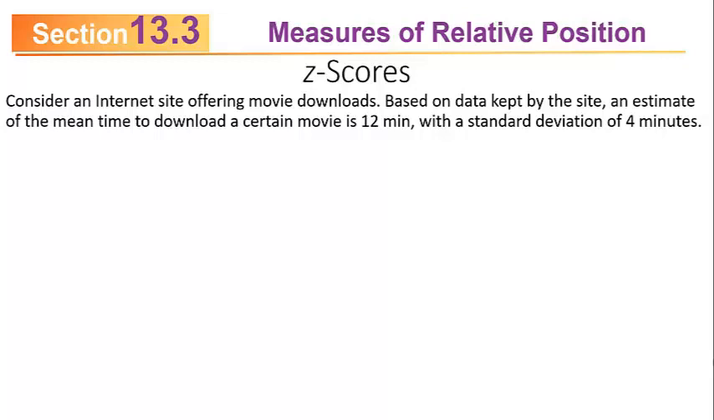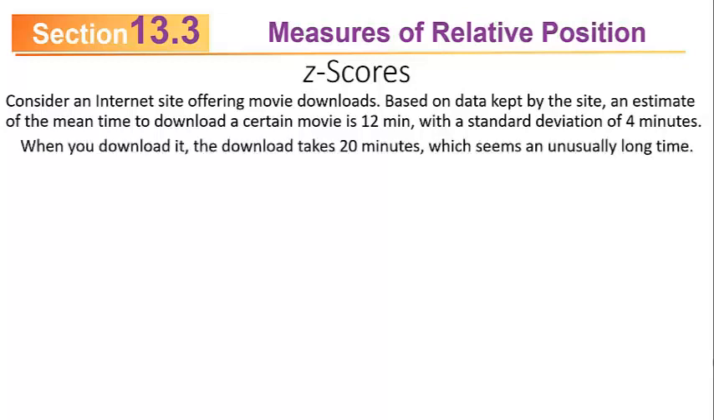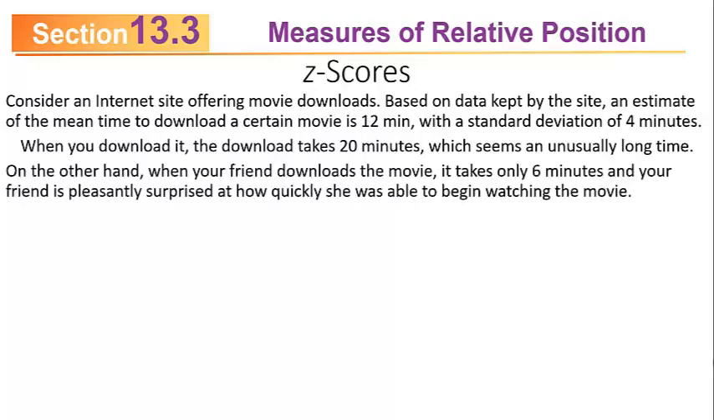Let's start off with an example. Consider an internet site offering movie downloads. Based on data kept by the site, an estimate of the mean time to download a certain movie is 12 minutes with a standard deviation of 4 minutes. When you download it, the download takes 20 minutes, which seems an unusually long time.